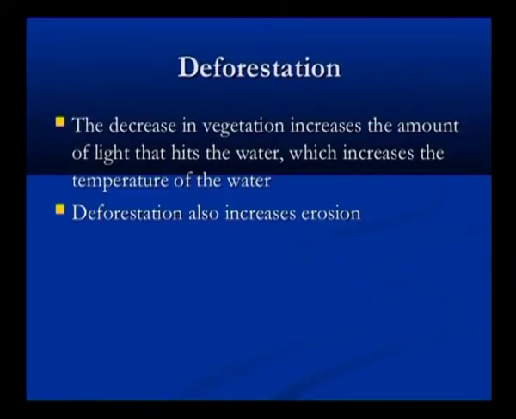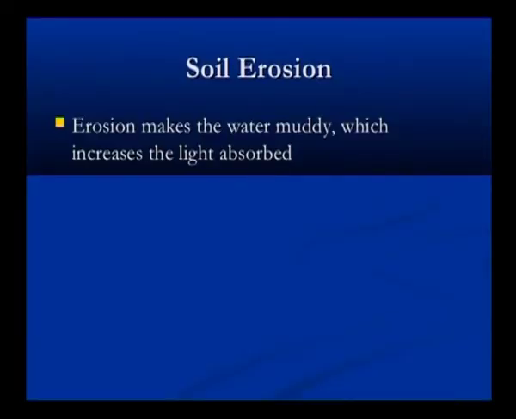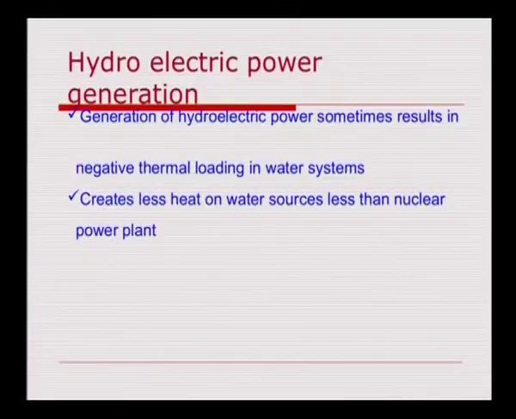Deforestation, the decrease in vegetation increases the amount of light that hits the water, which increases the temperature of the water. Deforestation also increases erosion. So, this is more like an indirect way of cause. Soil erosion makes the water muddy, which again increases the light absorbed, and the previous point follows through. Hydroelectric power generation. Generation of hydroelectric power sometimes results in negative thermal loading in water systems, which means it creates less heat on water sources than the nuclear power plant.